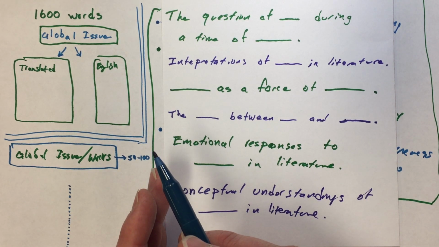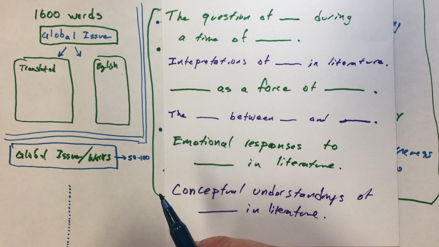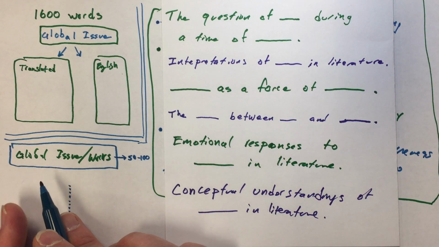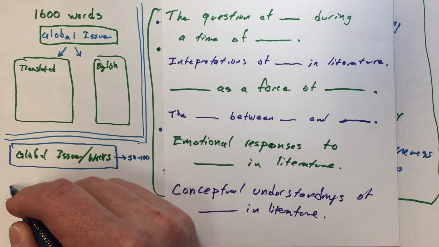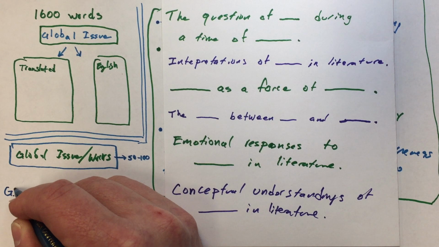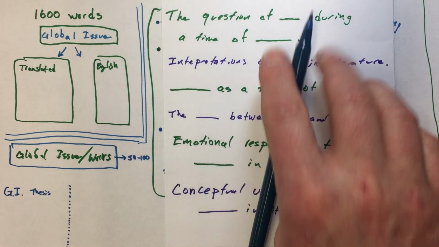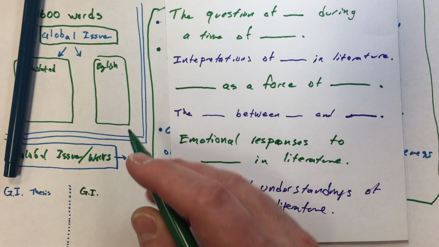In this work, the author chooses to use imagery and structure to surface mainly a visceral emotional response to the horrors of war. So you can see it's like a mini thesis statement over here, a mini thesis statement over here. For our purposes, I'm going to call that a GI, global issue thesis. And then over here, we have another little global issue thesis.